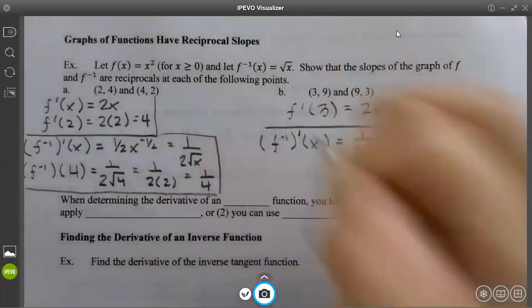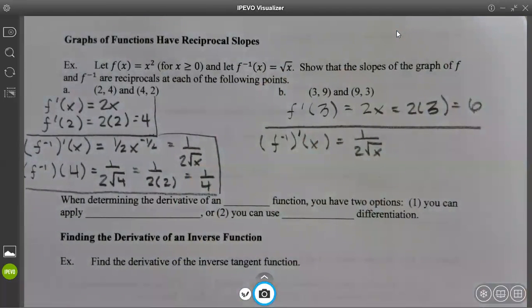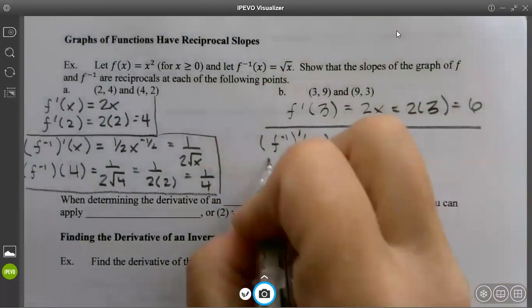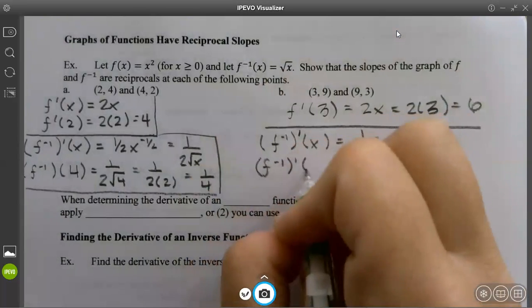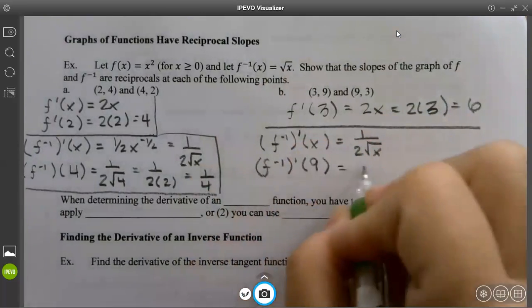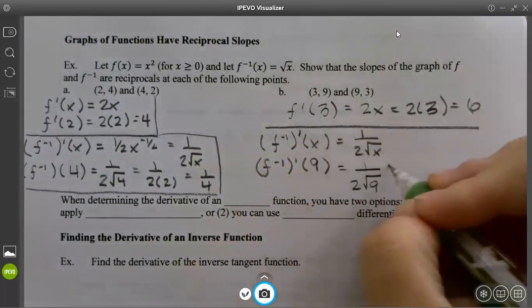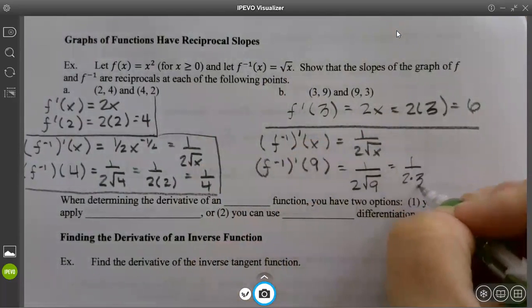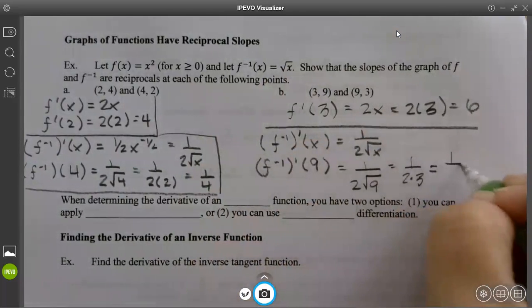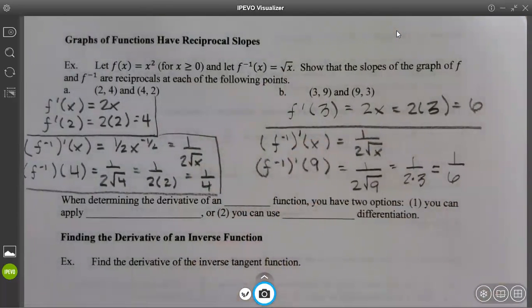Our f inverse prime of x was 1 over 2x. This time we're going to plug in 9. Square root of 9 is 3. And then 2 times 3 is 6. So it gives you 1 over 6. Unless it's like 2/3 and then it'll be 3/2. It's always flipped over, always.